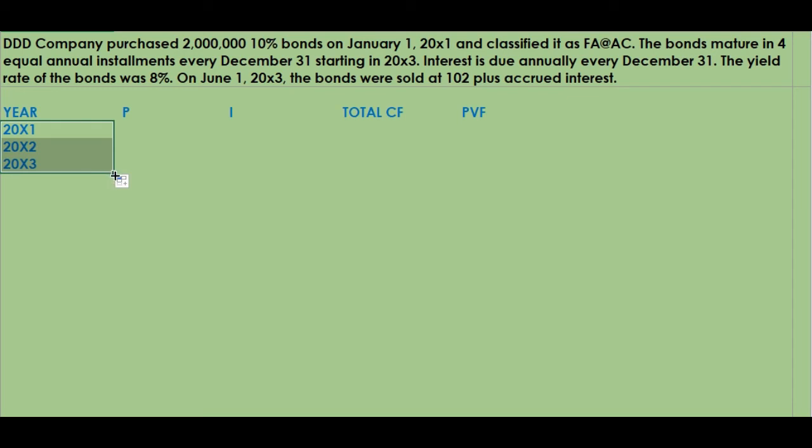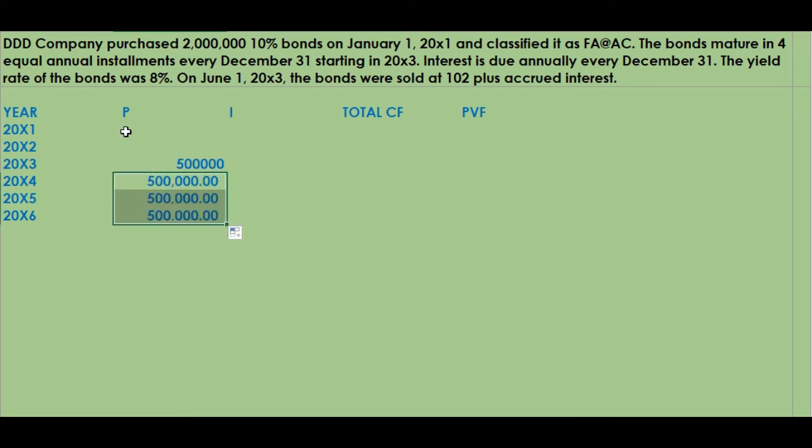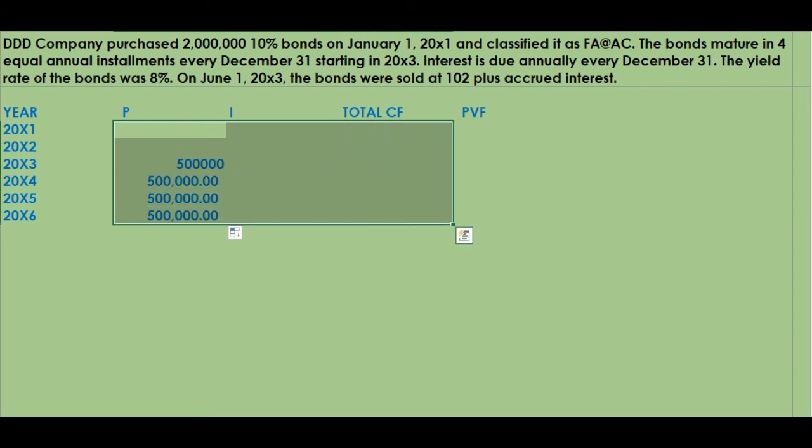So, dito tayo magbibilang ng 4 years. So, 1, 2, 3, 4. So, ibig sabihin hanggang 20x6 tayo magkakaroon ng cash flows. Okay? So yung cash flows ng principal will not start until 20x3. Dito kasi magsa-start yung 4 equal annual installments na 500,000. Okay, so ibig sabihin yung 500,000 na ating cash flows will be dito magsisimula yan. Okay, ayusin lang natin yung format.